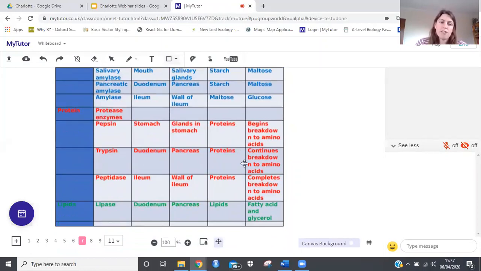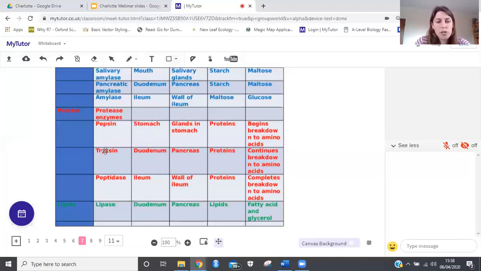Okay, then there are three protease enzymes here as well. We talked about pepsin in the last slide. Pepsin works in the stomach. It's produced by glands in the stomach. It begins to break proteins down to amino acids. And we were talking about optimum pHs for enzymes. Well, the stomach is quite an acidic environment, so enzymes that work in the stomach have to have quite a low optimum pH.